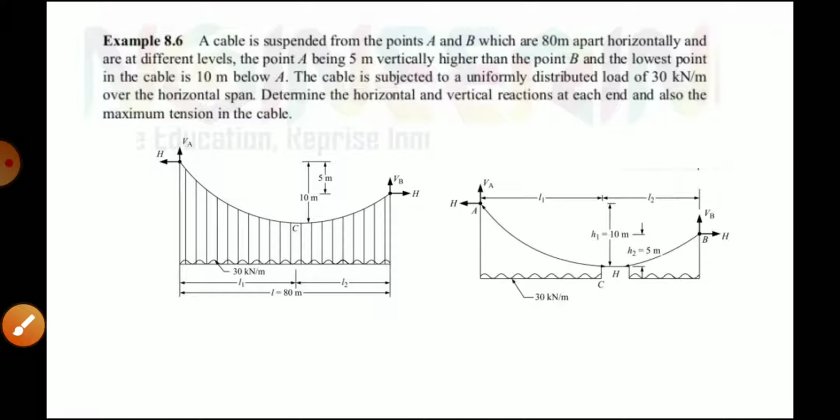Okay, so we simplified the figure in which the distance H1 is, what was H1? H1 is the distance between the left support and the lowest point in the cable. So that is the distance between point A and point C. So H1 is 10 meters. Now what is H2? H2 is the distance between the lowest point on the cable and the right end support. That is the distance between point B and point C. So that is equal to 10 minus 5, or 5 meters. Right.